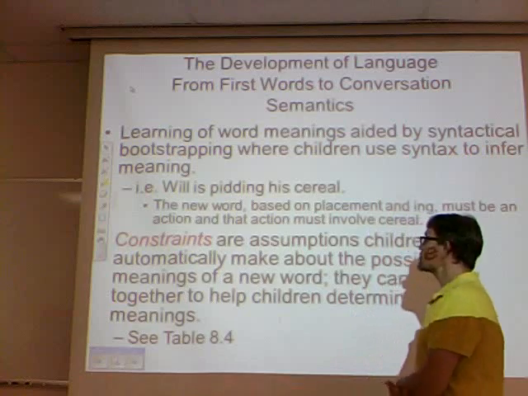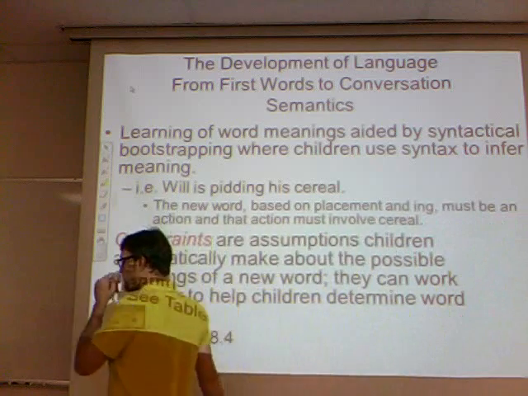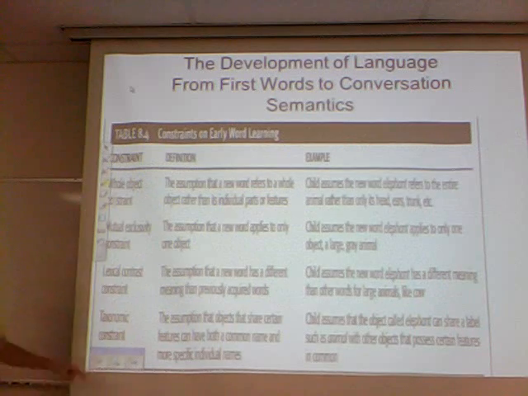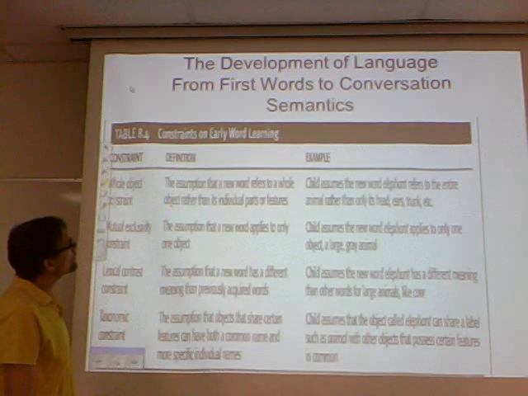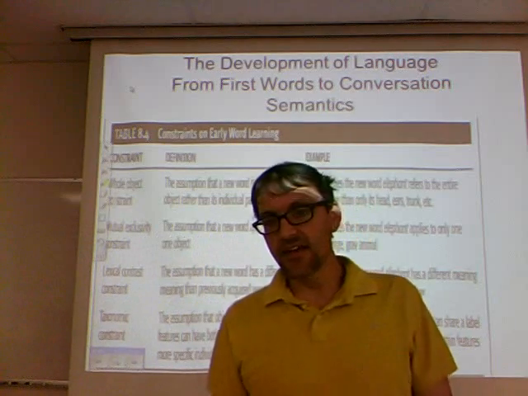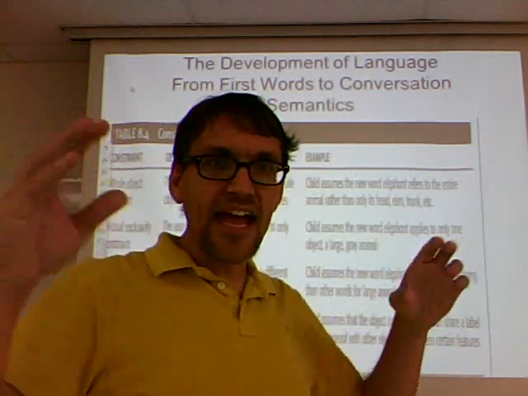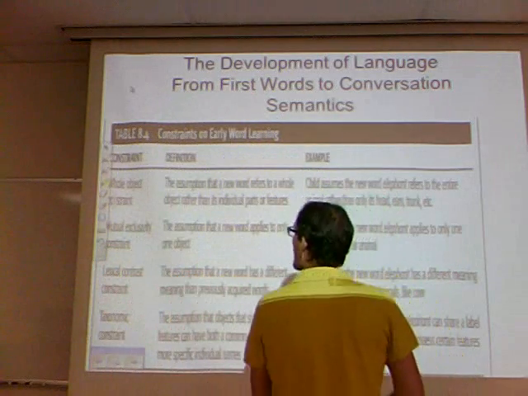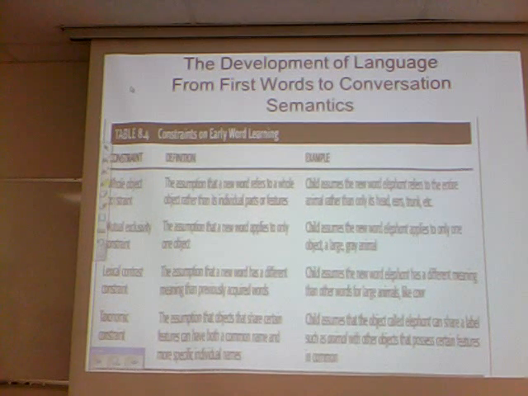Okay? Constraints or assumptions children automatically make about the possible meanings of a new word. This is actually pretty cool. A child hears a new word, and these are the constraints. I am not going through this whole pile, but here, for example, the assumption: this new word refers to a whole object rather than an individual part or feature. If a child hears a new word, the first linguistic constraint or assumption is that it refers to the entire thing, not a small, tiny portion of that thing. Makes sense. Another is the assumption that a new word applies to only one object as opposed to a class of objects.